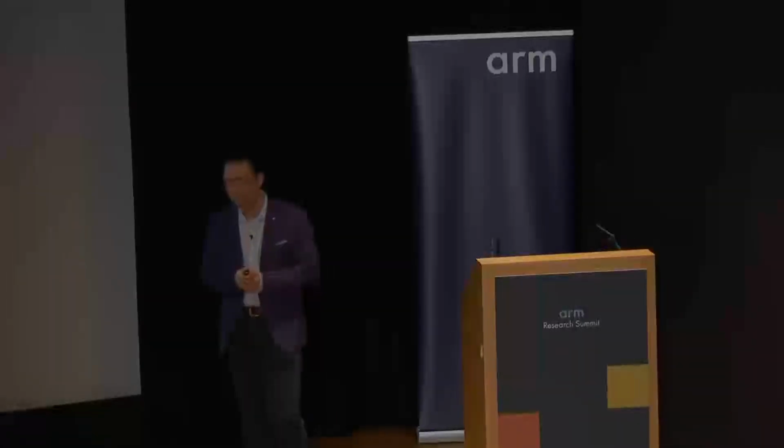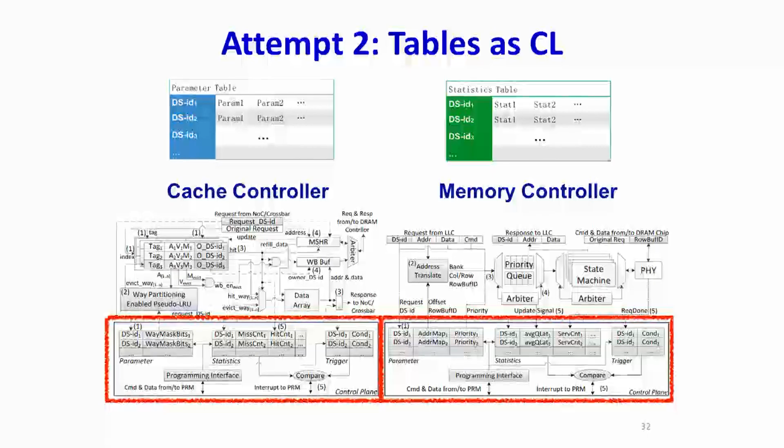So then we chose table-based control logic. This is the control logic template. In the control logic here, there are three tables, one programming interface, and an interrupt line for closed-loop control. Then the control logic can be integrated into the cache controller and the memory controller easily. So currently we choose this design.